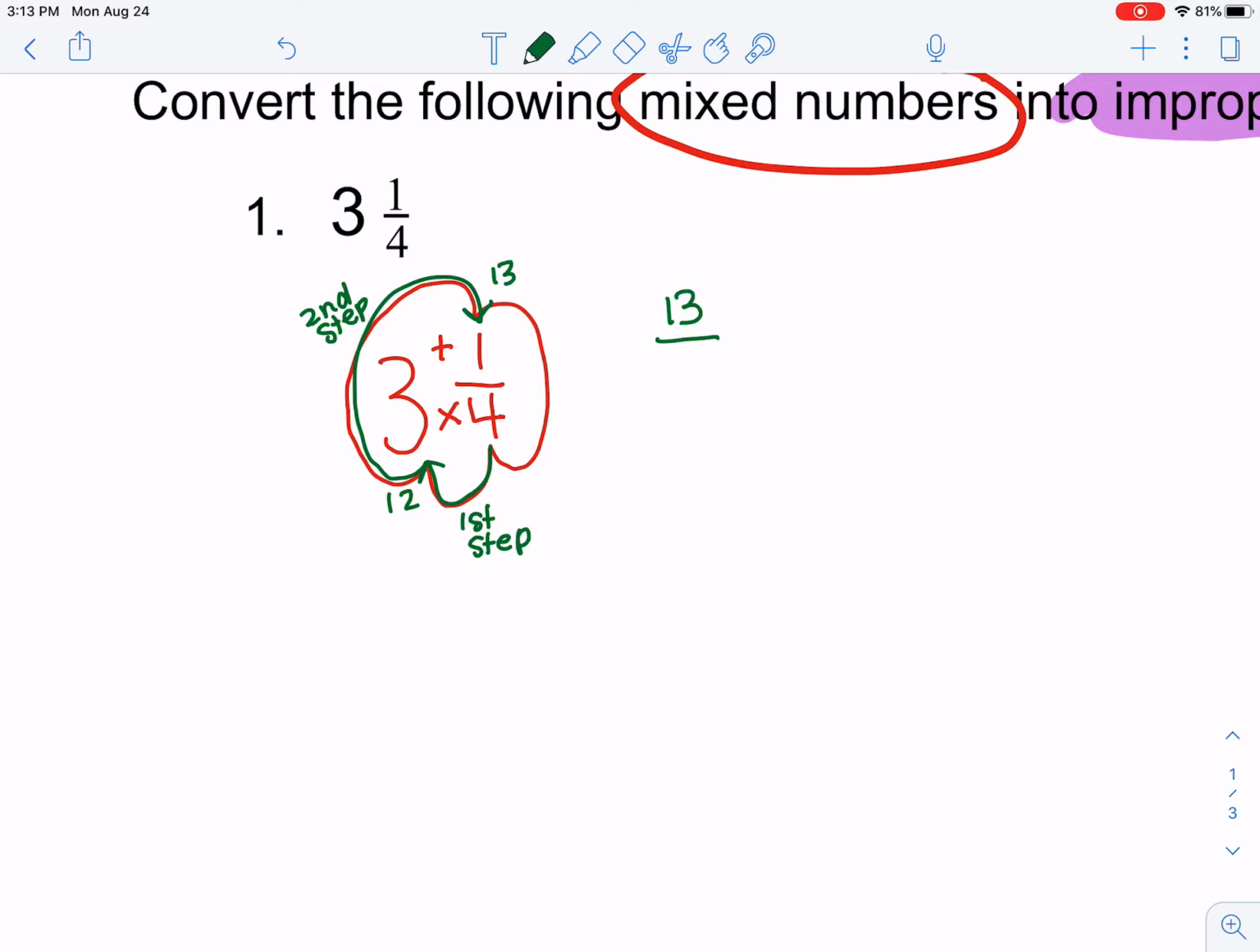So you got 12, 13, and then we come back down to 4, but we're not going to do any operation with that. We are just going to leave the denominator as a 4. That's what it means. So we converted this into an improper fraction. Improper means when you have a larger number on the top of your fraction line than the denominator. So this is the improper fraction for 3 1/4.